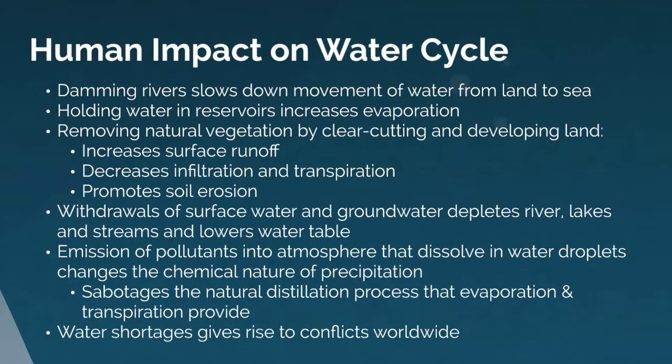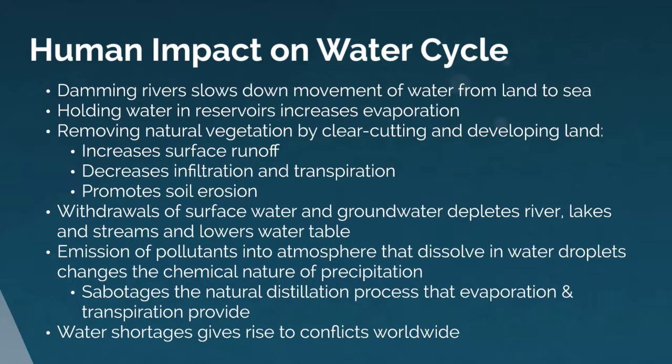Lastly, let's move on to the human impacts on the water cycle. Human activity affects every aspect of the water cycle. Here are some examples. Damming rivers slows down the movement of water from land to sea. Holding water in reservoirs increases evaporation. Removing natural vegetation by clear-cutting and developing land increases surface runoff, decreases infiltration and transpiration, and promotes soil erosion.